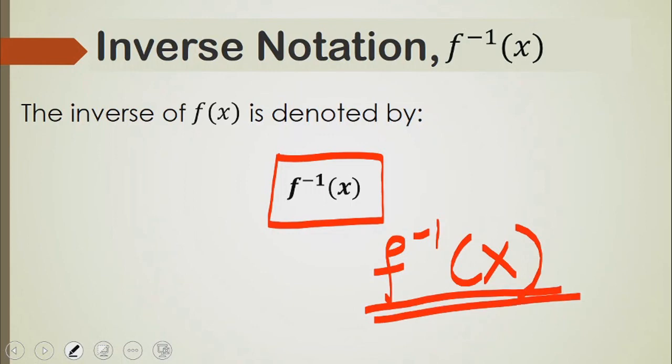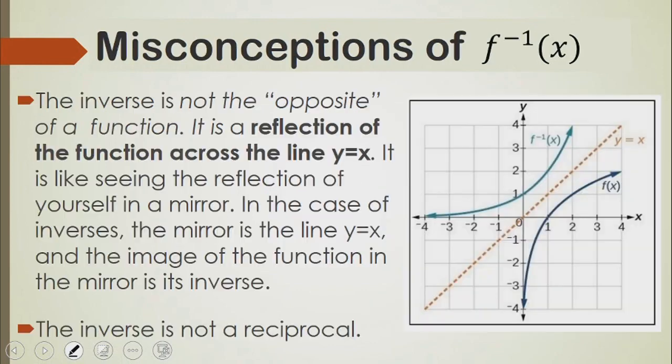Because of the way that this notation is written, especially because of the power of negative 1, there are misconceptions about inverses. Some students normally think that inverse is the opposite. No, it is not. Inverse is the reflection. Again, the key word here is reflection of the function across the line y equals x. So the line y equals x is the mirror that is reflecting that function.